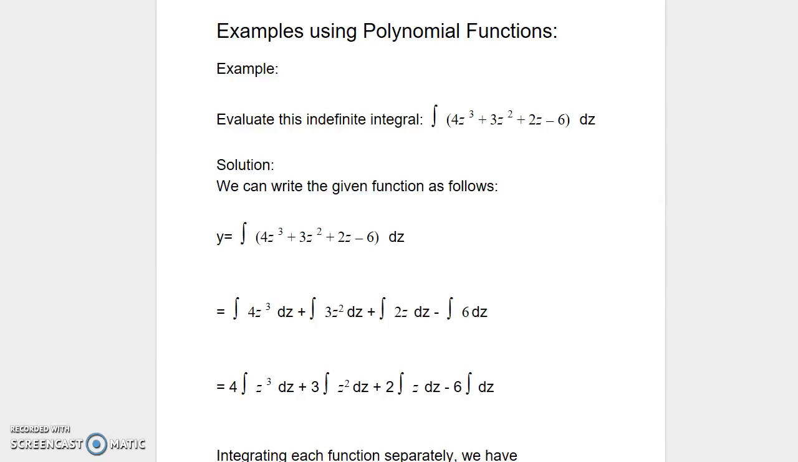Welcome to my presentation. This presentation is part of the playlist Indefinite Integrals, More Examples. In this presentation, we will be looking at some indefinite integral example problems.